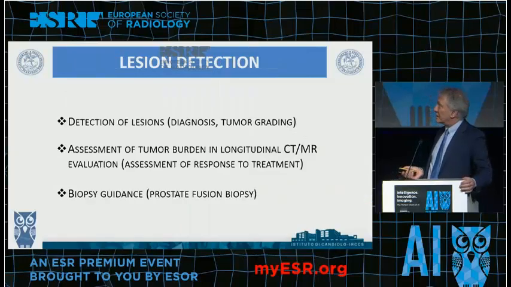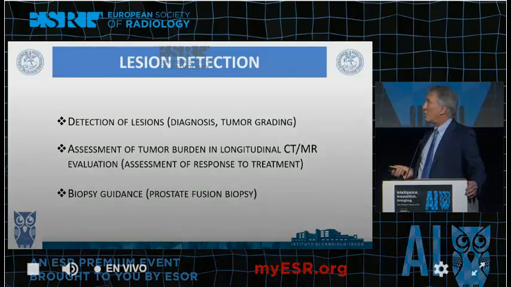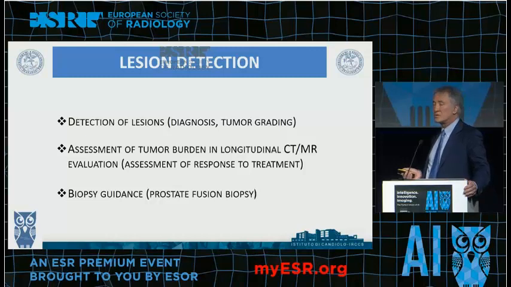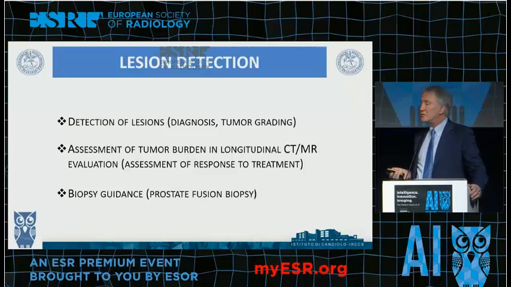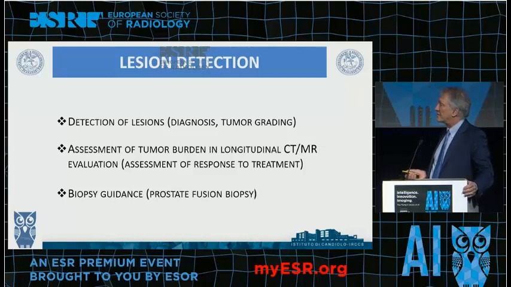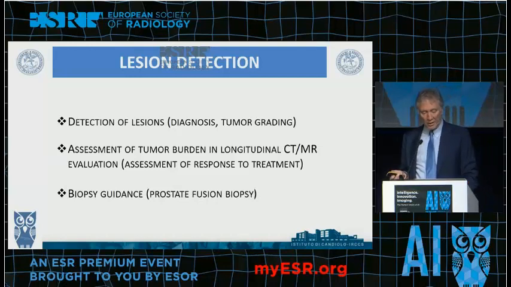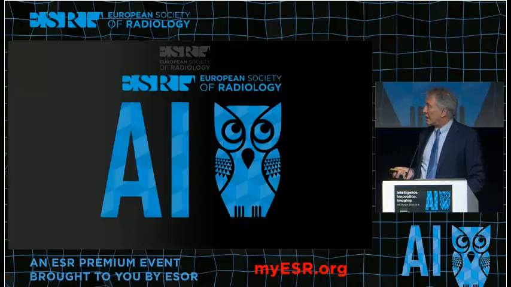So the next step is lesion detection. Of course it's important, for example, to assess tumor burden longitudinally by CT and MR serial evaluations, and this can be used for assessment of response to treatment. Or again, if you see the tumor, you can guide the biopsy better, and this could be employed, for example, in prostate fusion biopsy again.